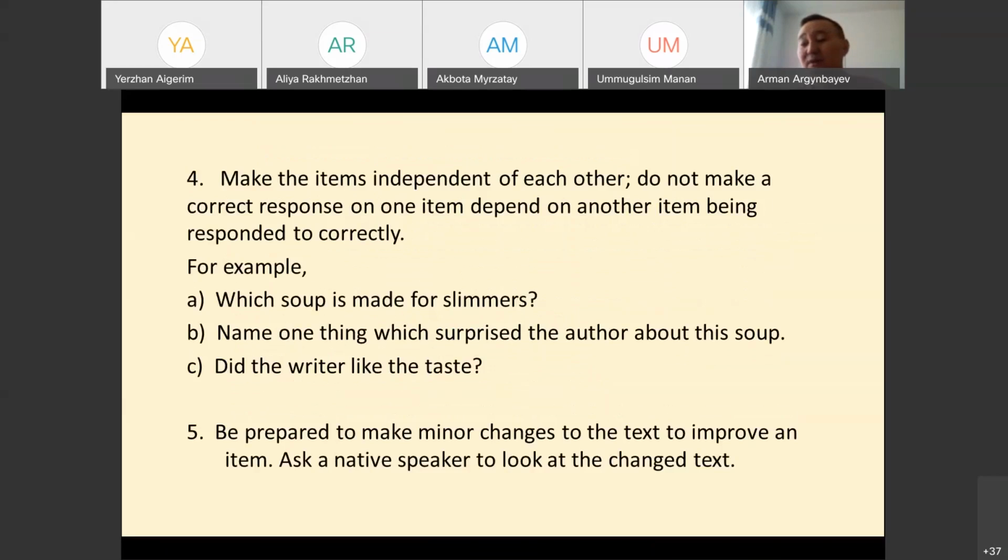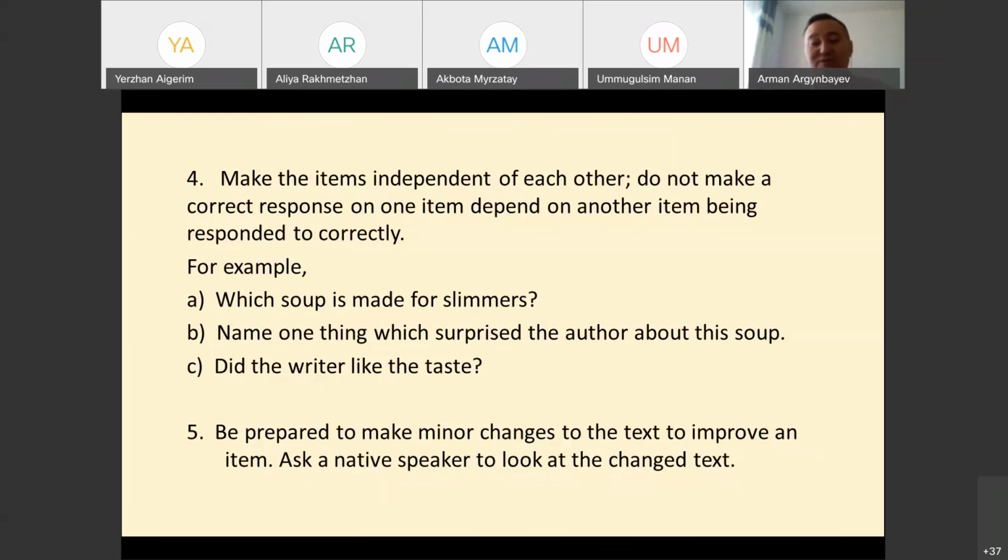Make the items independent from each other. Here we have 3 questions about soup, but don't ask 3 questions just about one item. If the student didn't understand something about soup, with slivers or slimmers, he can make mistakes in the second and the third question too. So don't ask several questions on the same specific aspect, unless it's very important, of course.